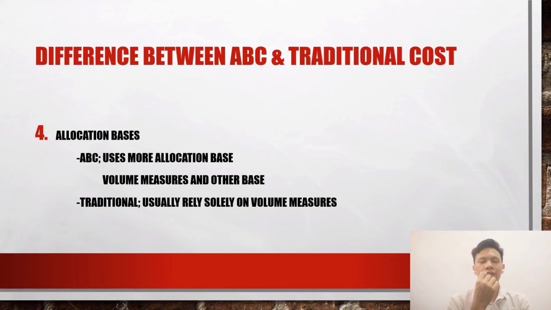Number 4 is allocation base. For the ABC method, they use more allocation bases, where they not only use volume measures, but they also use other bases that do not relate to the volume of production. Meanwhile, for traditional costing, they usually rely on volume measures, as said earlier, for example direct labor hours or machine hours. But the most commonly used allocation base for traditional costing is direct labor hours.